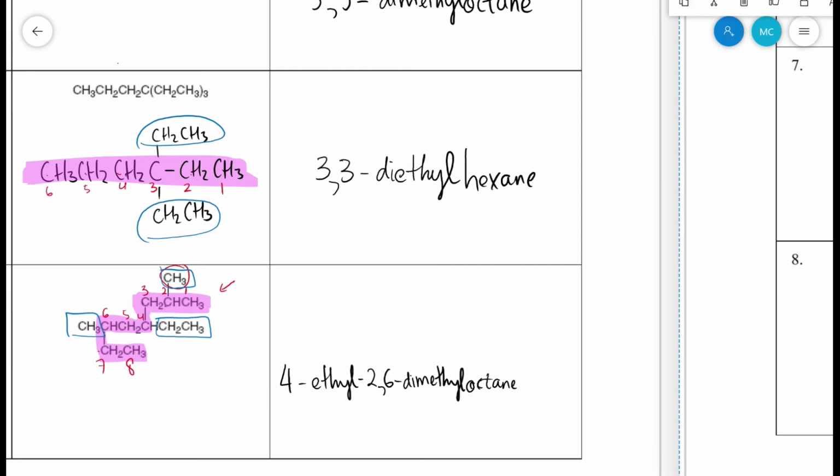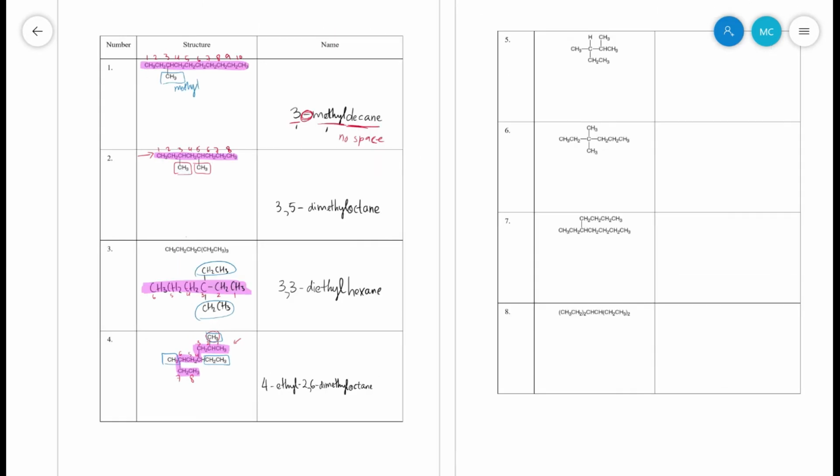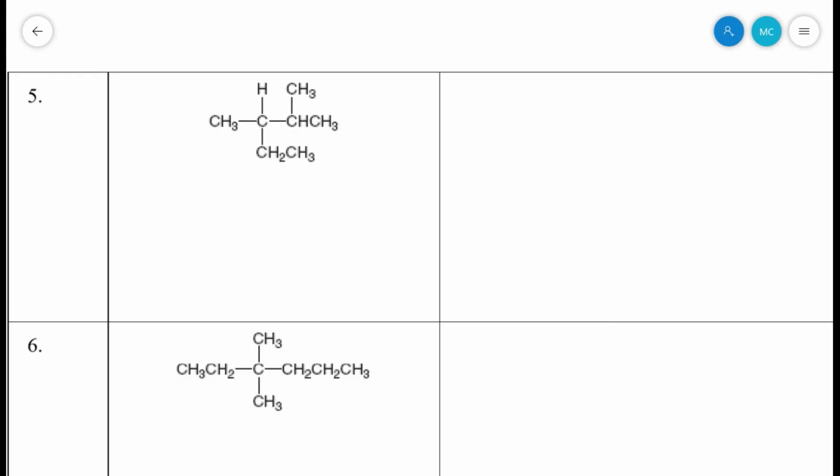so that is for number 1 through 4. Now let's continue with number 5. With this one, the longest carbon chain would be as highlighted. It's a bent parent chain. So here you have 1, 2, 3, 4, 5. 5, it would be pentane.